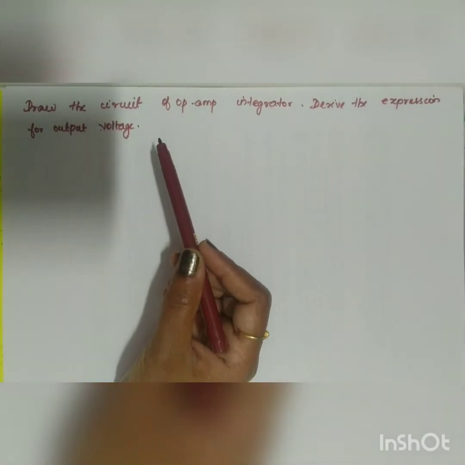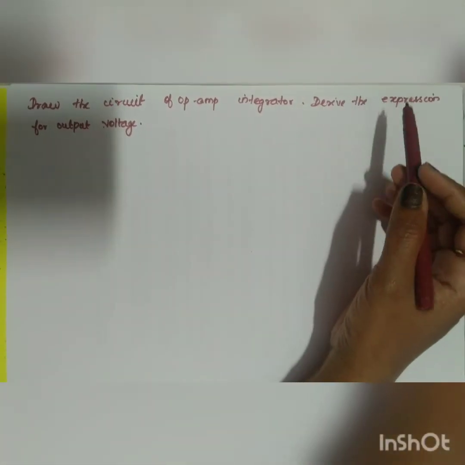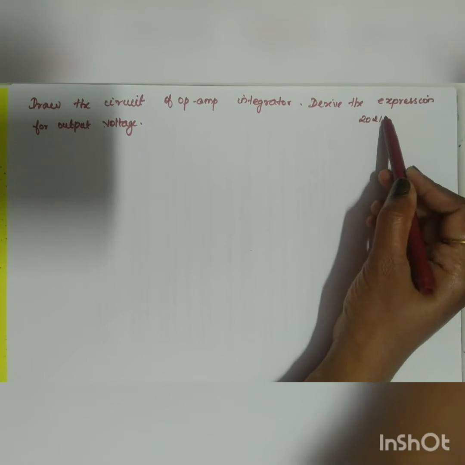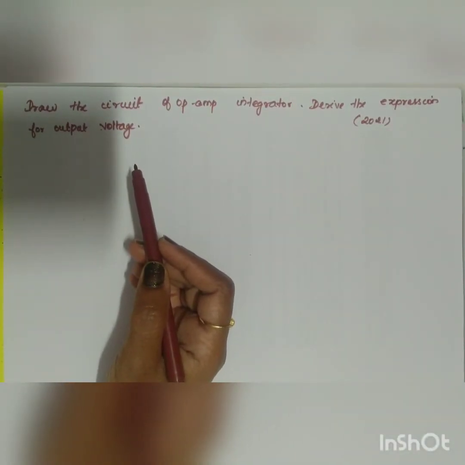So the question is, draw the circuit of op-amp integrator. Derive the expression for the output voltage. This is a question which was asked in the year 2021. So we have to draw the circuit of an op-amp integrator.